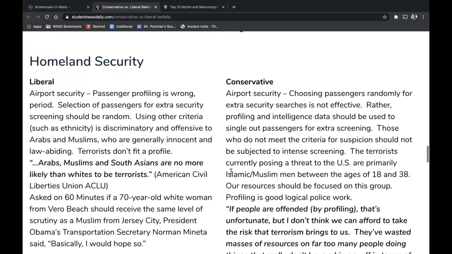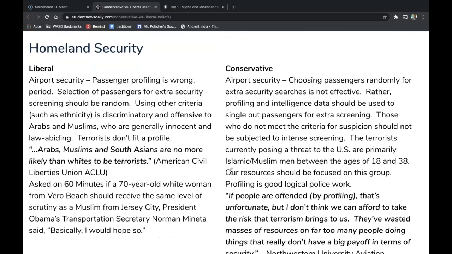On the issue of homeland security, liberals or Democrats would say in regards to airport security, passenger profiling is wrong. Selection of passengers for extra security screening should be random. Using other criteria such as ethnicity is discriminatory and offensive to Arabs and Muslims, who are generally innocent and law-abiding. Terrorists don't fit a profile.